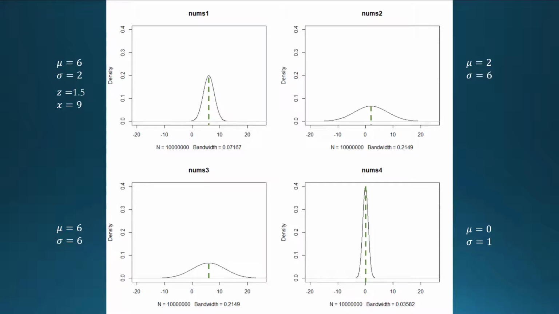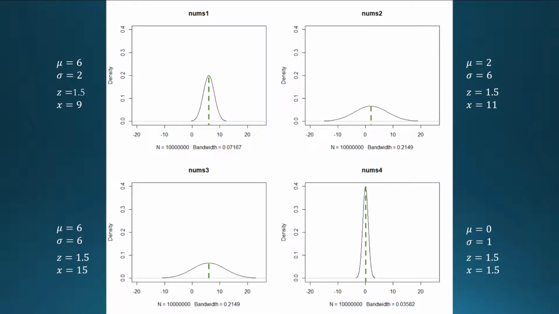For the one on the top right, for still z is 1.5, x would be 11. For the bottom left, z is still 1.5, so x would be 15. And then the one on the bottom right is the standard normal distribution. So that means the z-score and the value of x would both be 1.5. So the z-score and x are the same on the standard normal distribution, and that's great. That's important, and we'll see that in just a second.